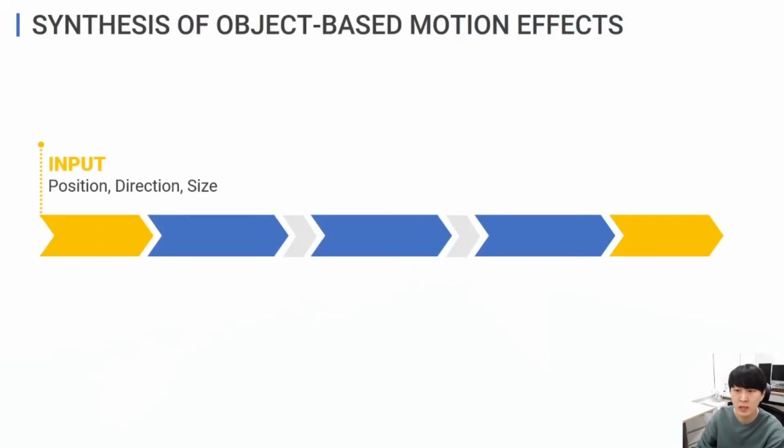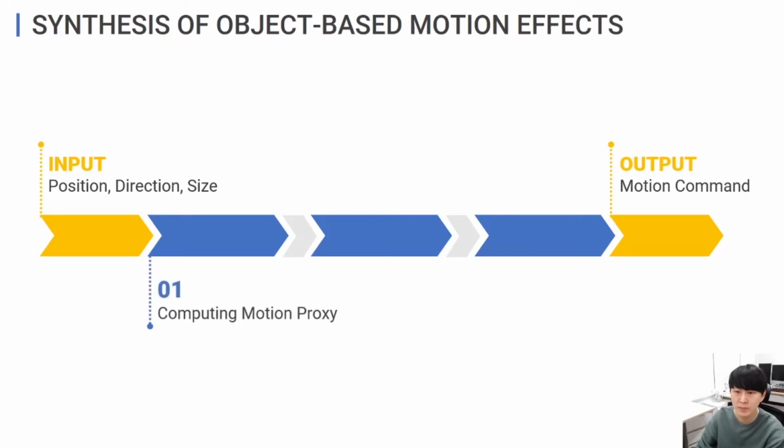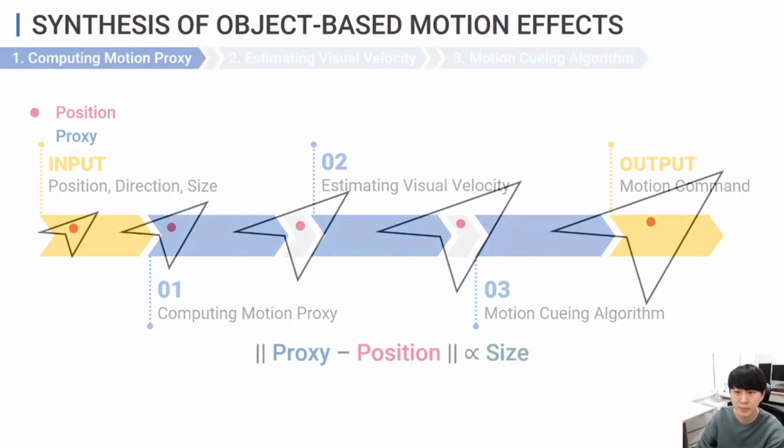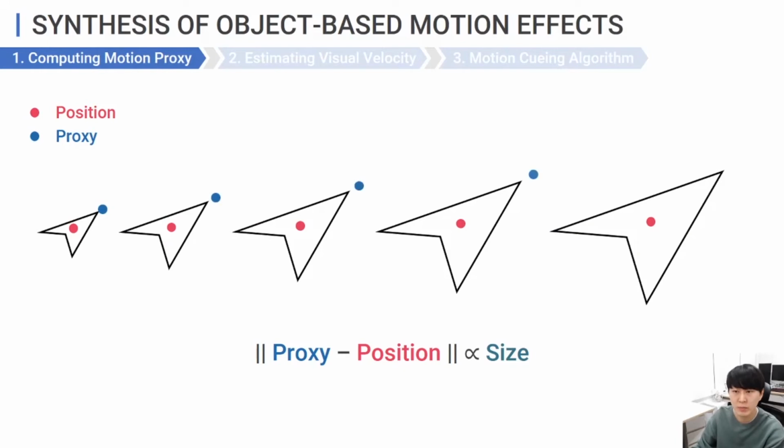Our algorithm takes the position, direction, and size of a moving object of interest and then generates motion commands through 3 steps: computing the motion proxy, estimating visual velocity, and the motion cueing algorithm. To determine the position of the motion proxy, we performed a perceptual experiment. The result showed that the motion proxy shifts from its position in proportion to the object size, which implies the role of rotation becomes more important as the object size increases.